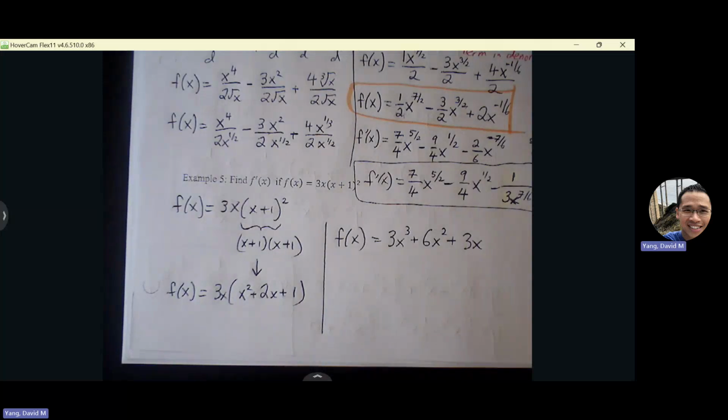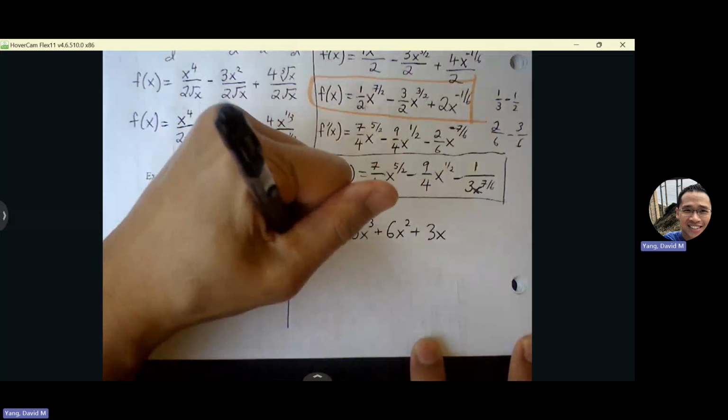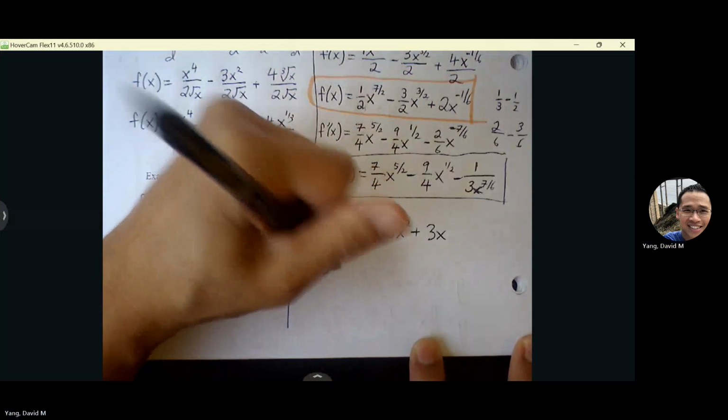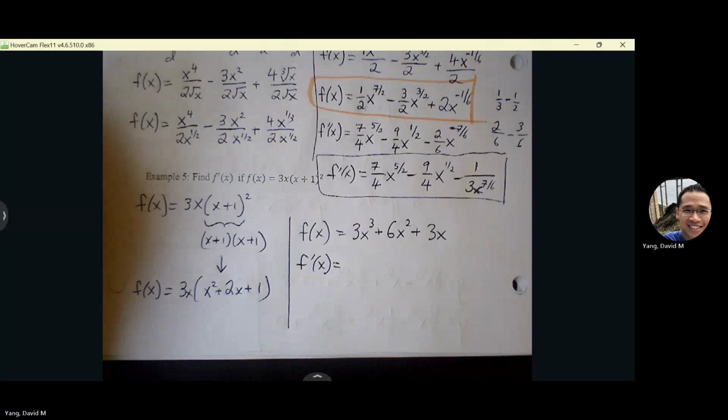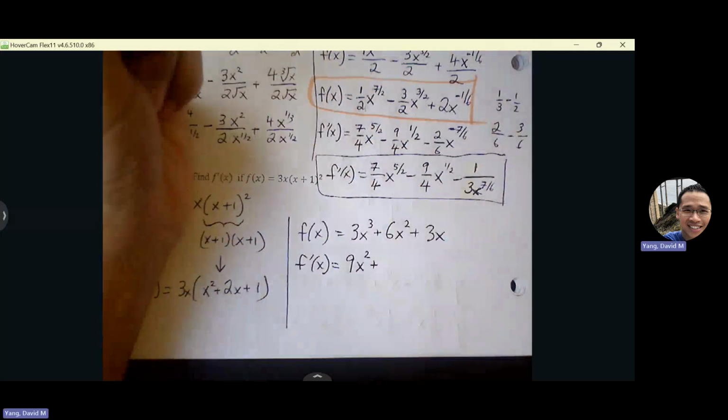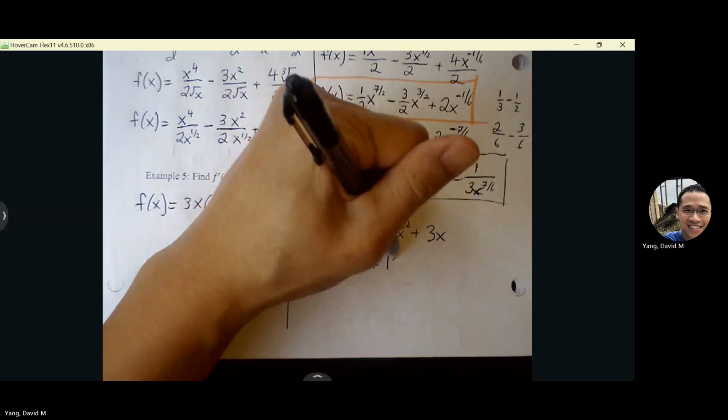Okay, so now we're at the function level. Now we can find the derivative, f prime. Bring the exponent down, 9x squared. These are nice, easy power rule problems. 12x.